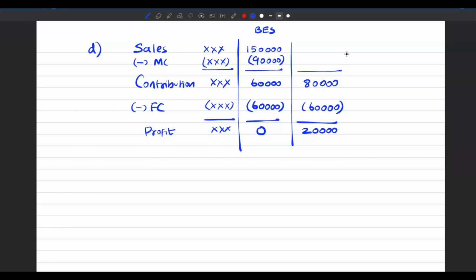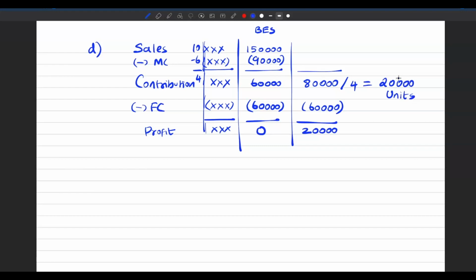Okay, and what is a contribution per unit? Already we have done that, right? It was 10 minus 6, contribution per unit is 4. So 80,000 divided by 4 will give you how much? 20,000. It means if this business wants to make a profit of 20,000, then they have to sell 20,000 units.